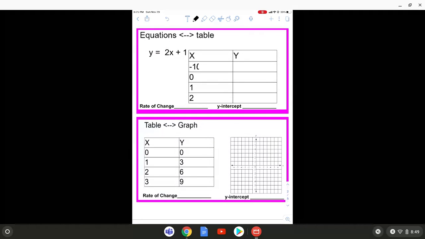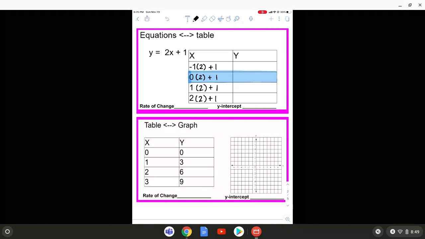So here we're going to do the same thing. I'm going to multiply every x by 2, and then I'm going to add 1. So negative 1 times 2 plus 1, 0 times 2 plus 1, 1 times 2 plus 1, and 2 times 2 plus 1. And then I'm going to go ahead and highlight my row where my y-intercept is going to be. So I see that I have a 0 in the x column, which means my y-intercept will be in the table. So I'm going to highlight that row so I remember that's where I'm going to find that. And now I'm going to just do the math.